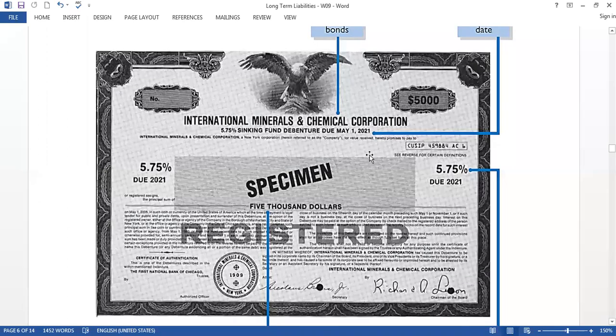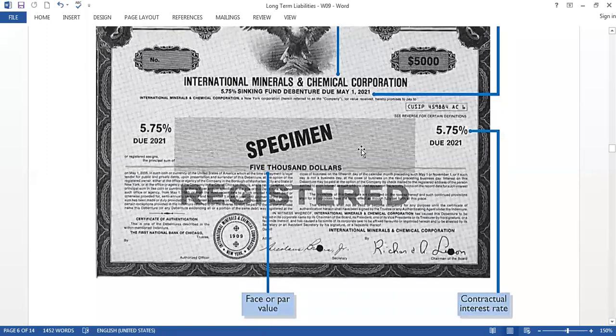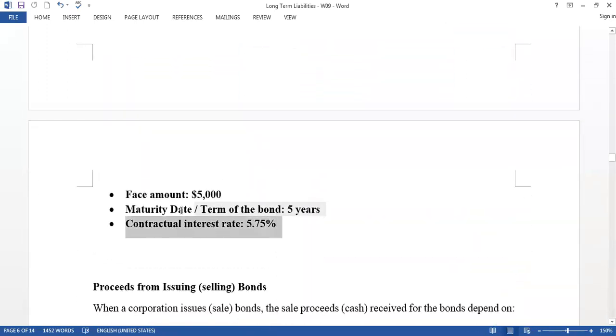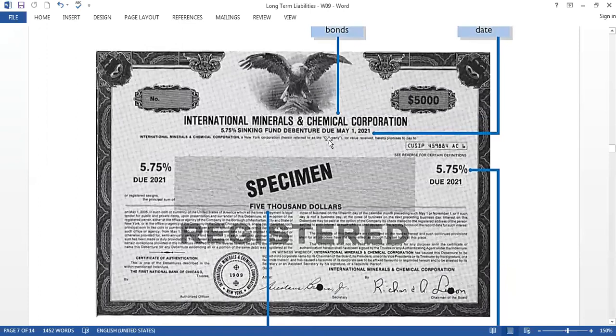Now, when people come to buy your bond, this is the information you provided to them. You tell them that this is the face amount of the bond. That means if you buy it, you have to give me $5,000. And you can use this certificate for 5 years, and I am going to give you 5.75% interest every year. And at the maturity date, you return back my certificate, I will return back your money, right? Something like this.